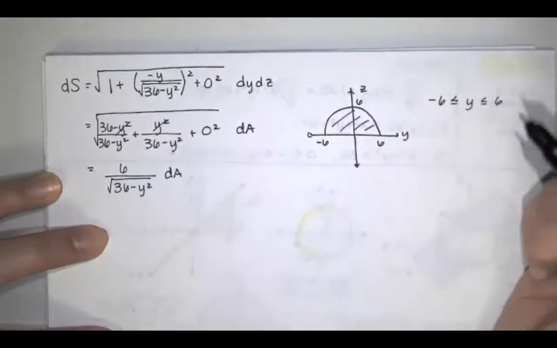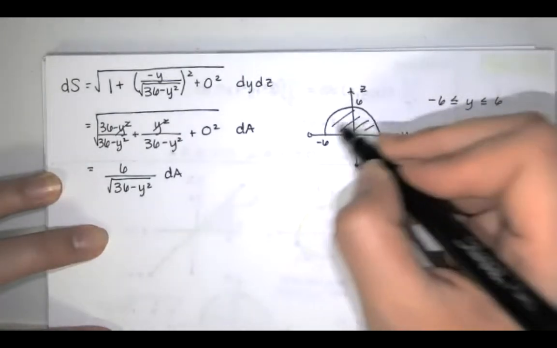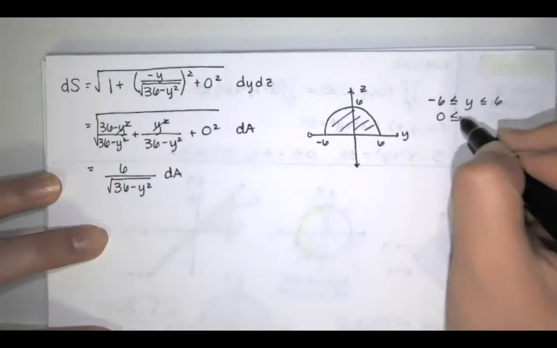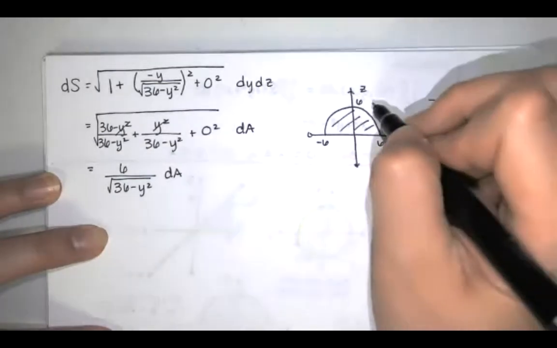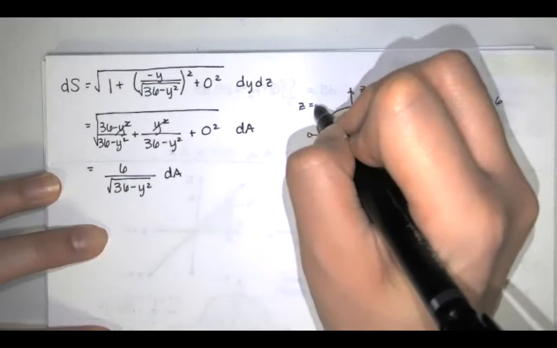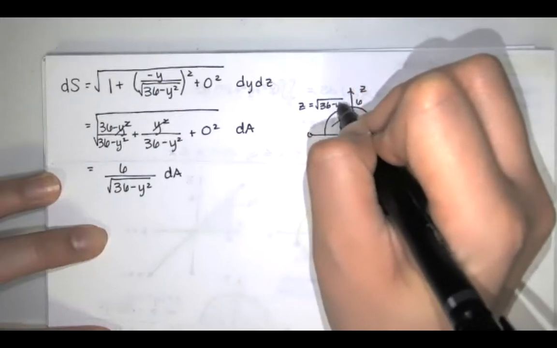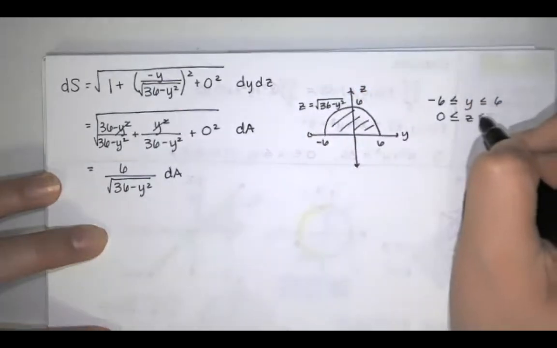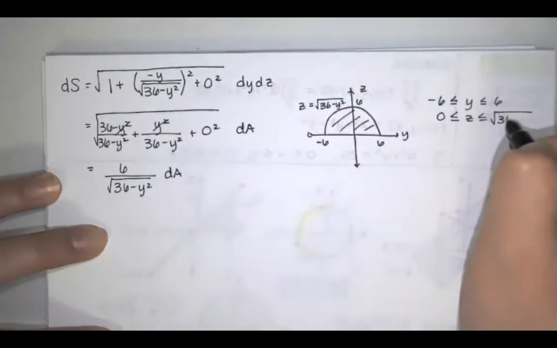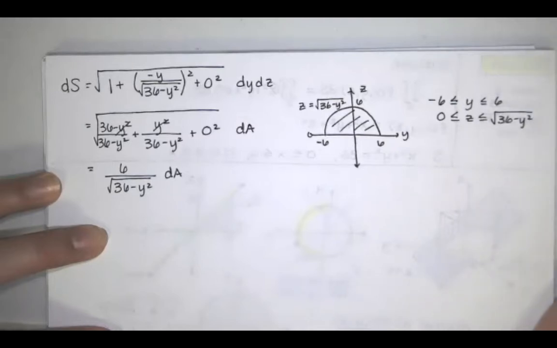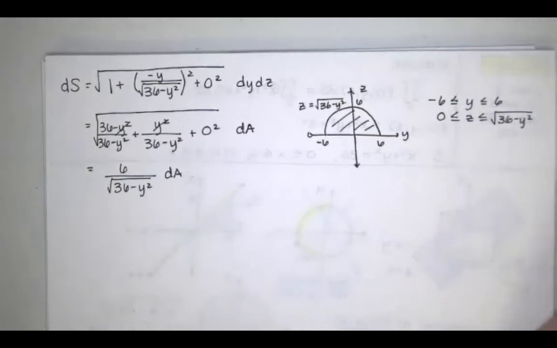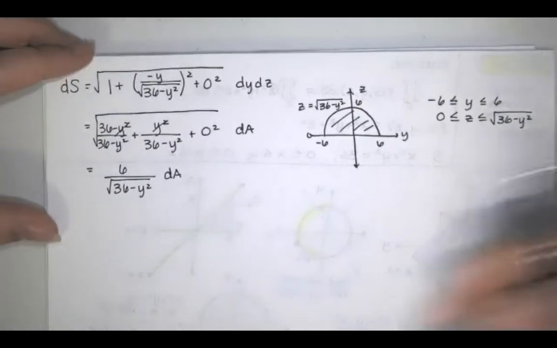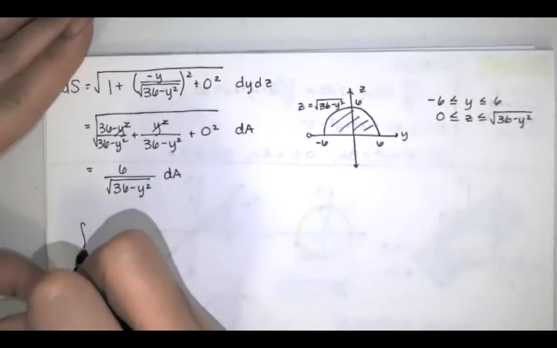Let's let y go from negative 6 to 6, then z starts at 0 and ends at the equation of this semicircle where z is written as a function of y. So this is z equals the positive square root of 36 minus y squared. Those are our bounds. Since z has bounds that depend on y, we need to integrate with respect to z before we integrate with respect to y. So this is what we have.